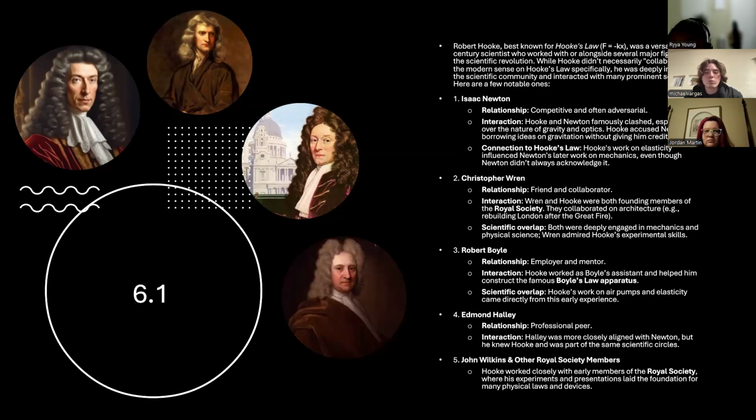This is 6.1. Robert Hooke was best known for Hooke's law. He was versatile, and in the 17th century he also worked alongside several major figures in the scientific revolution. While Hooke didn't necessarily collaborate in the modern sense on Hooke's law specifically, he was deeply involved in the scientific community and interacted with many prominent scientists. For example, Isaac Newton, Christopher Wren, Robert Boyle, Edmund Halley, John Wilkins, and other Royal Society members.